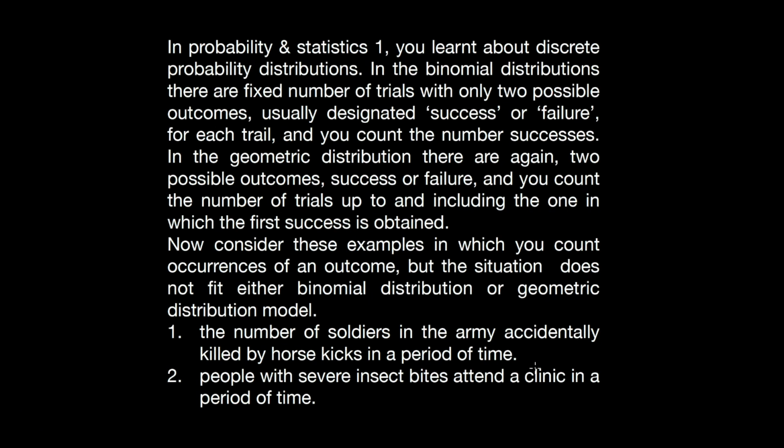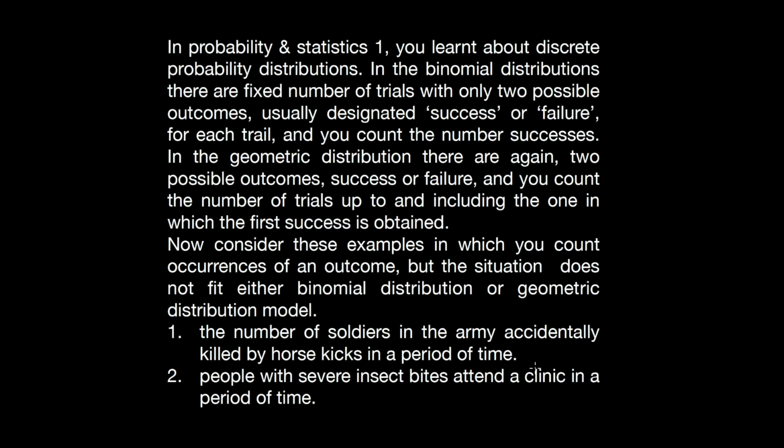In probability and statistics 1, you learned about discrete probability distributions. In the binomial distribution, there is a fixed number of trials denoted by n with only two possible outcomes, usually designated success or failure. Success was denoted by p and failure was denoted by q for each trial, and you count the number of successes. In the geometric distribution, there are again two possible outcomes, success or failure, and you count the number of trials up to and including the one in which the first success is obtained.